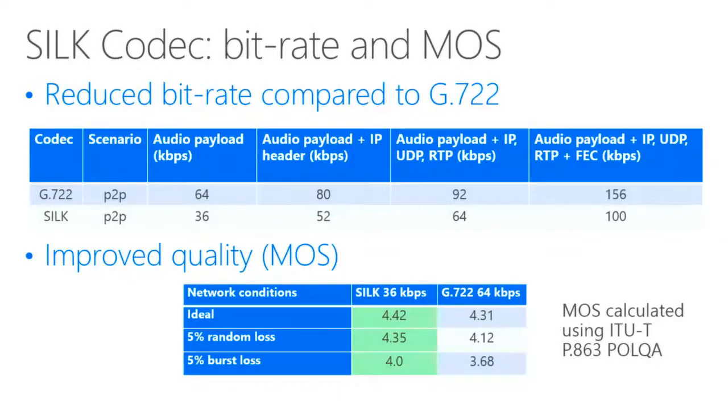So the fact that Silk allows us to stay above a 4.0 under 5% burst loss is a pretty impressive usage of this technology. All of these MOS scores are computed using the ITU standard P.863, which is the standard way of objectively measuring voice quality for codecs. So we're real happy about the improvement in quality that this means for the Lync Skype calls.